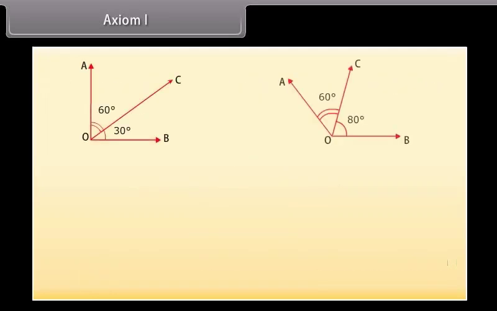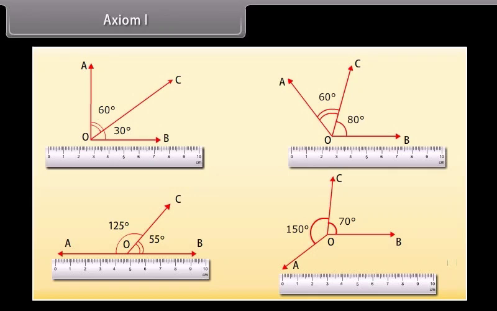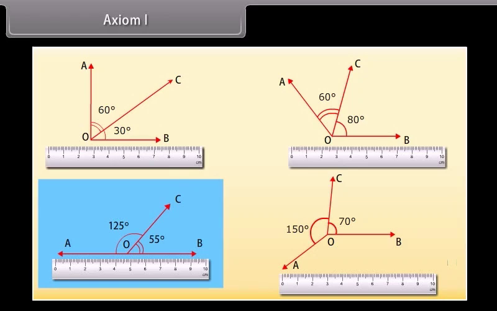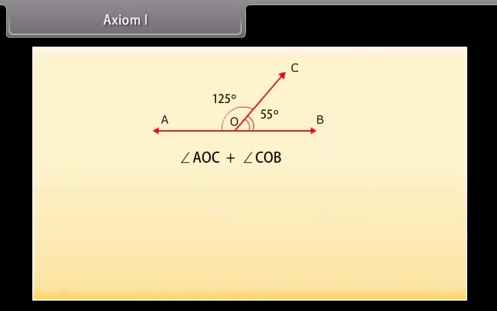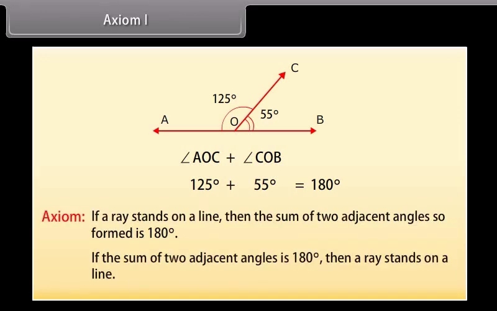Draw adjacent angles of different measures. Keep the ruler along one of the non-common arms in each case. You will find that only in this figure, both the non-common arms lie along the ruler, that is, points A, O and B lie on the same line and ray OC stands on it. Also, we can see that angle AOC plus angle COB is equal to 125 degrees plus 55 degrees, which is equal to 180 degrees. From this, we may conclude that this statement is true.